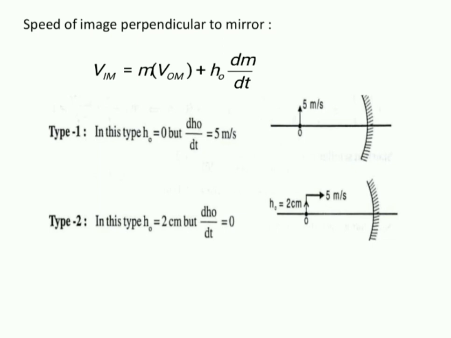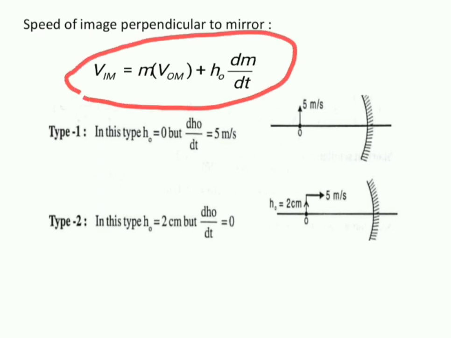Now, previously we discussed what the speed would be if it is moving parallel to the principal axis. But if it moves perpendicular to the principal axis, very rarely you get questions where the object is moving perpendicular to the principal axis. Even if given, it is not difficult to find. When you differentiate the magnification formula, height of image by height of object is v by u, or minus v by u for spherical mirrors, dhi by dt by dh naught by dt. After differentiating this, we are going to get this formula.